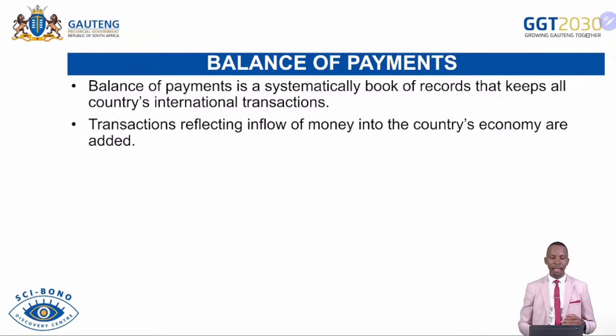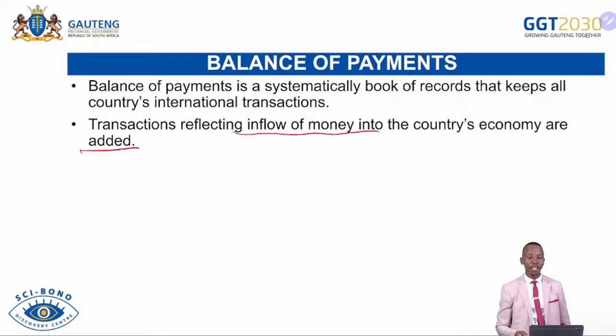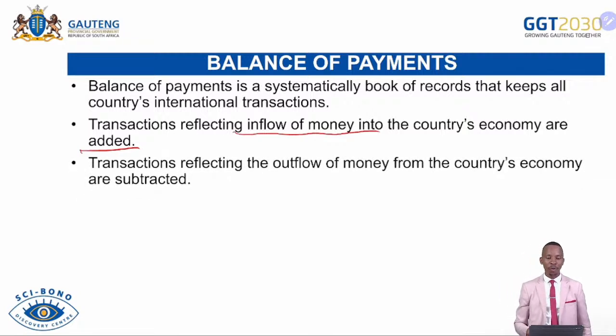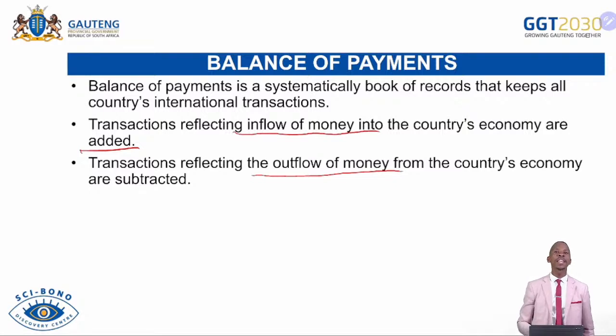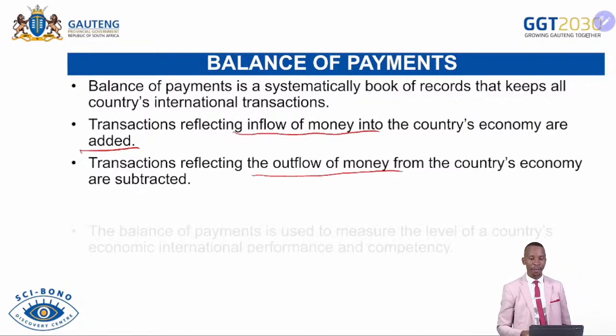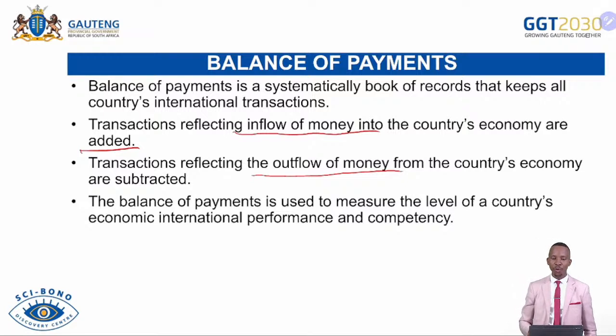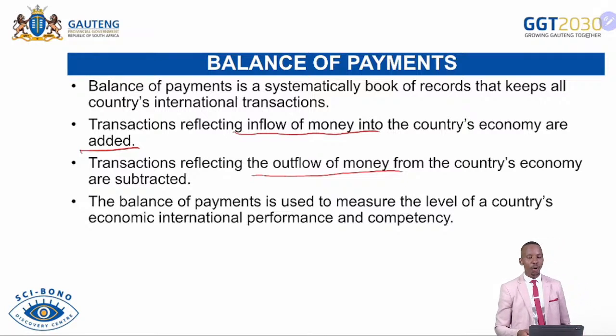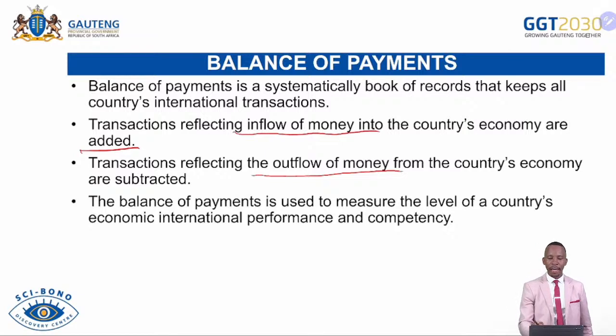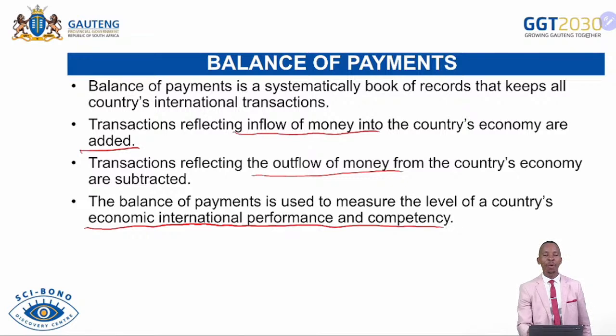So transactions reflecting inflow of money into the country's economy are added. If there is an inflow of money from the global market or from a foreign country, we add that amount of money. If there is an outflow of money from our local economy, that amount should be subtracted because the money is leaving the economy. So the balance of payment is used to measure the level of the country's international economic performance and competency. So we simply check the economy of the country in terms of international competence and competitiveness.